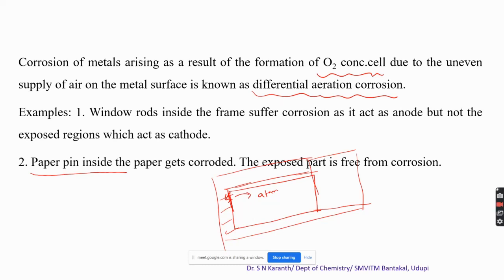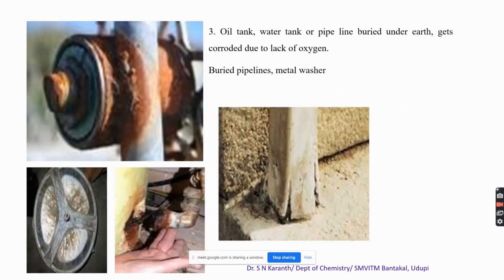It gets corroded because that region is exposed to lower oxygen concentration, whereas the other portion that is exposed to the higher oxygen concentration acts as anode. Okay, the exposed part is free from corrosion. This is a good example.